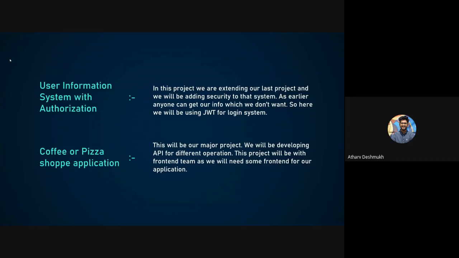And lastly, we will be making one big project for a coffee or pizza shop application. That project will be made with the help of the front end team. The front end team will be building one UI for our backend services, and we will be creating APIs for them. So this will be our major project, and for this project we will be using all the concepts which were learned earlier in the other three projects.